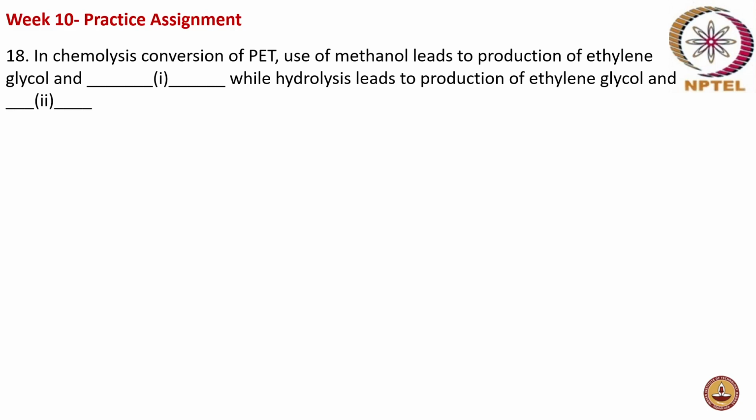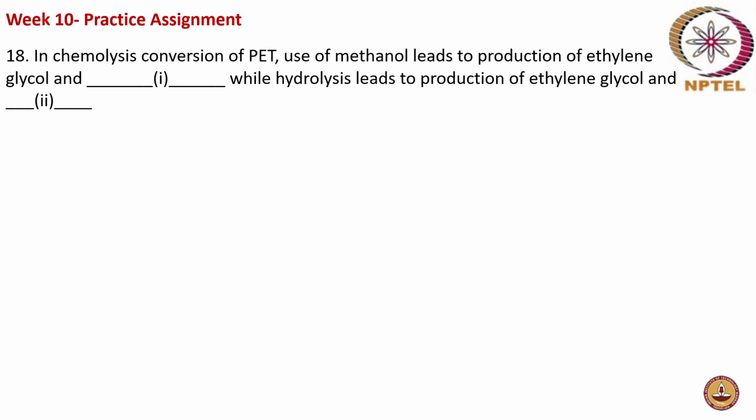In chemolysis conversion of polyethylene terephthalate, use of methanol leads to production of ethylene glycol and dash, while hydrolysis of PET leads to production of ethylene glycol and dash. So chemolysis means using chemicals to break down polyethylene terephthalate. Lysis means breakage, and chemo means using some chemicals. Here, there's a discussion of two different processes. One is using methanol and the other one is hydrolysis. Hydrolysis is nothing but use of water.